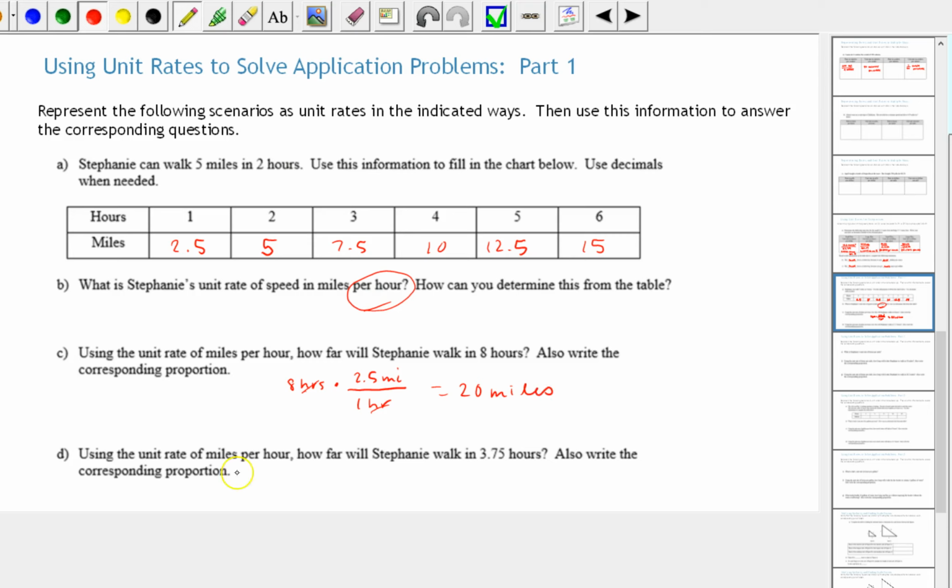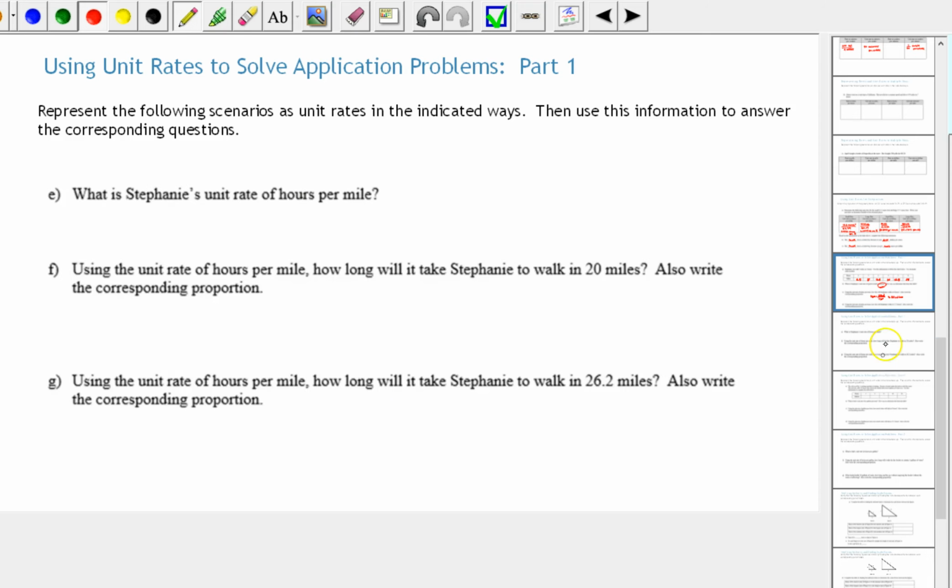And then here's one that they're less likely to be able to solve just by multiplying. They'll need to use the ratio to do the 3.75. Well, they'll likely need to do that. So the same idea. I also write the corresponding proportion, and you know how to do that.